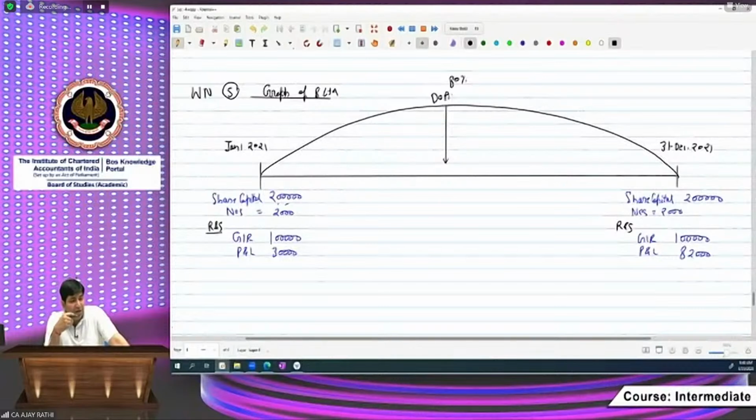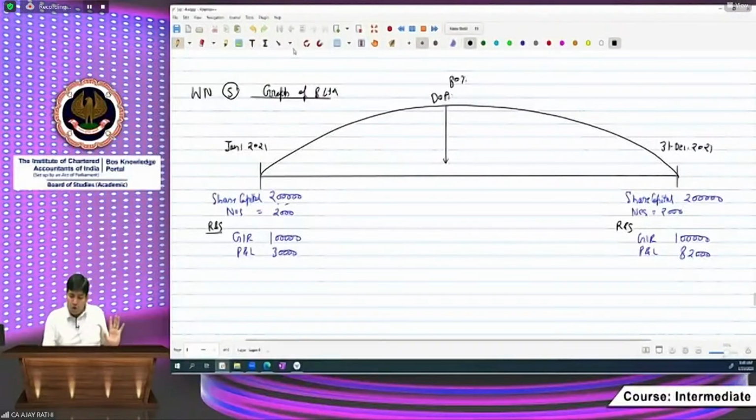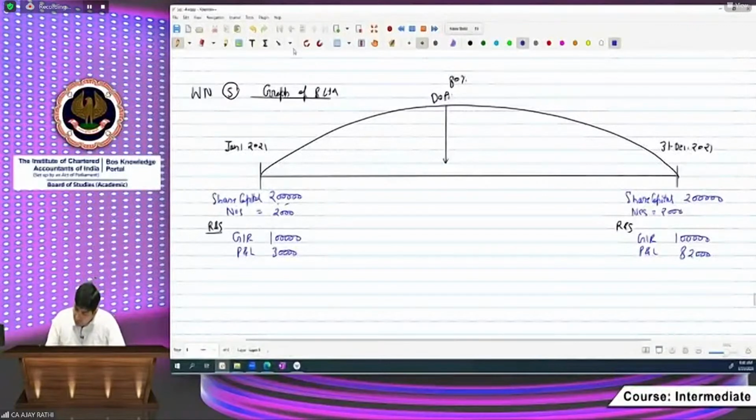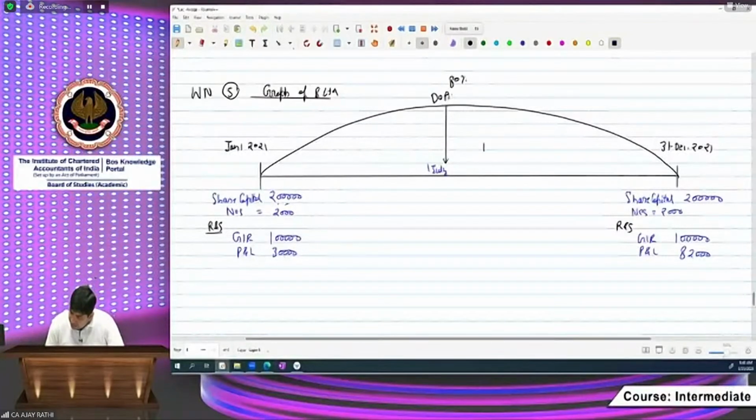80% shares have been acquired by the holding company. Everyone, come on. Now the question is giving one more piece of data, as per the question requirement. There is one more thing, beta. On this, the date is 1st July. And beta, here is another date, the dividend distribution date.